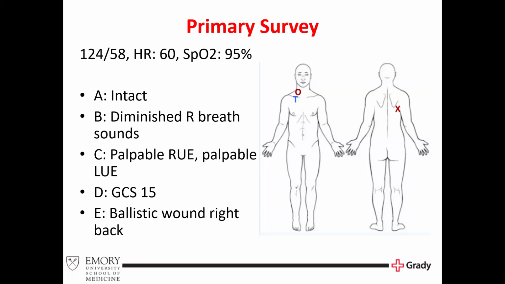His airway was intact. He still had diminished breath sounds on the right, but per EMS were improved after the needle decompression. Originally, he did have palpable right upper and left upper radial pulses that were symmetric bilaterally. His GCS was 15, and then there was a ballistic wound noted in the right back, which is denoted by the X on the figure, and then the O on the figure was a palpable ballistic that we could feel within his right neck.